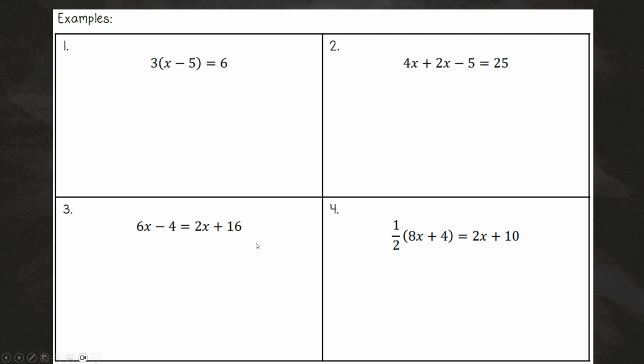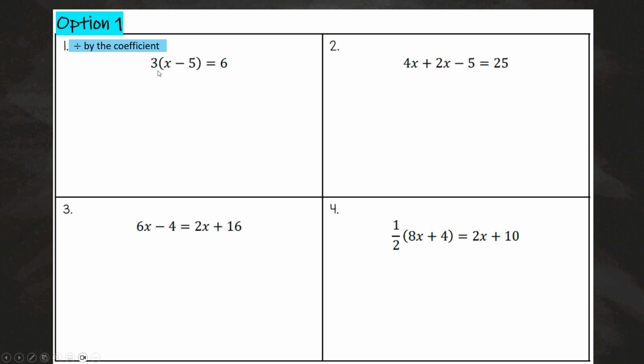Okay, we're going to move through a few more examples here. So we have 3 times x minus 5 is equal to 6. So we have two options here, actually. Our first option would be to divide by the coefficient, which is 3, so we don't have to distribute it.